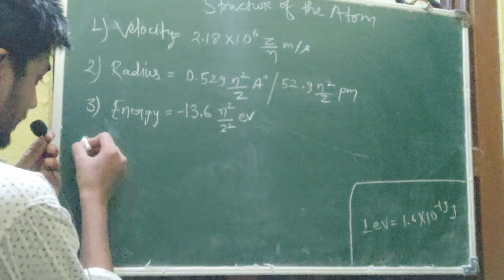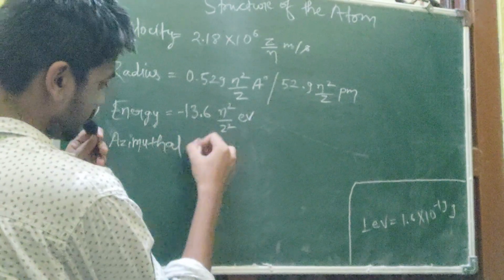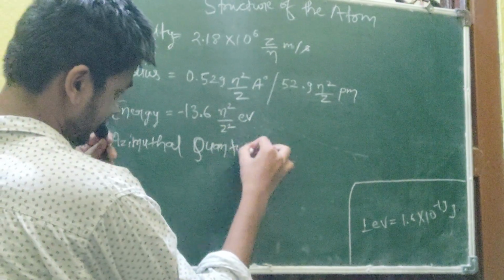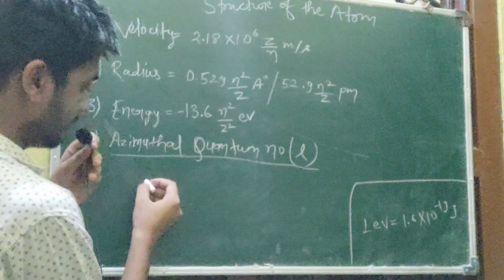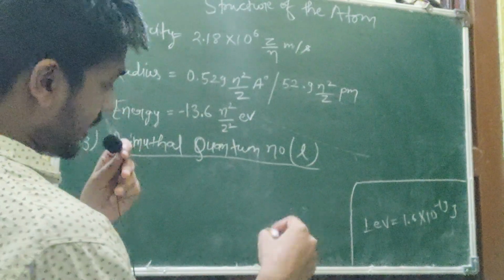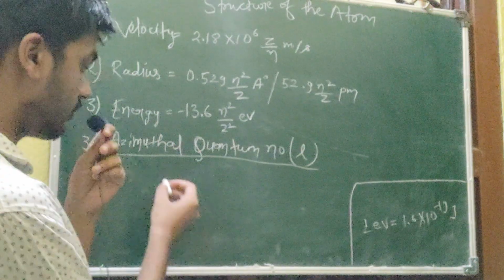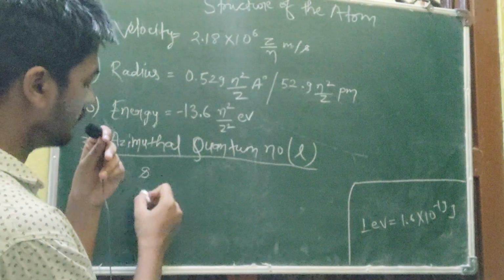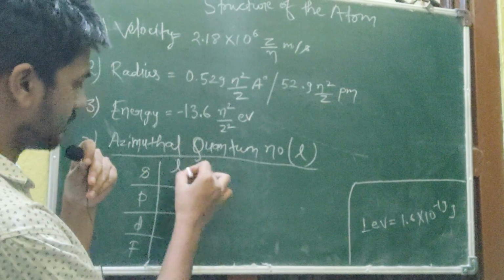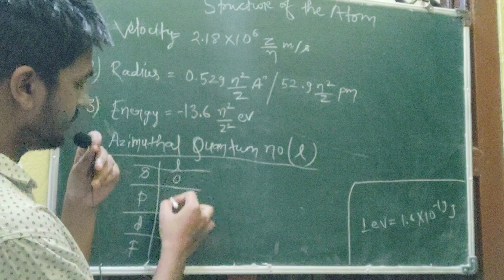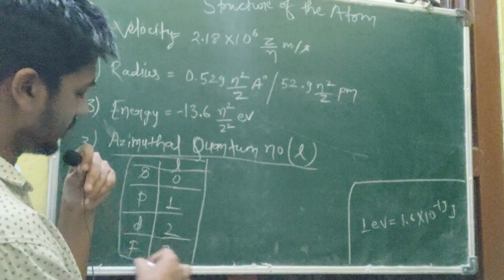The next formula is about the azimuthal quantum number. We denote the azimuthal quantum number with l, and we denote the principal quantum number with n. For s, p, d and f, we have to remember the azimuthal quantum number. For s it is 0, p is 1, d is 2 and f is 3. This is the azimuthal quantum number for subshells.